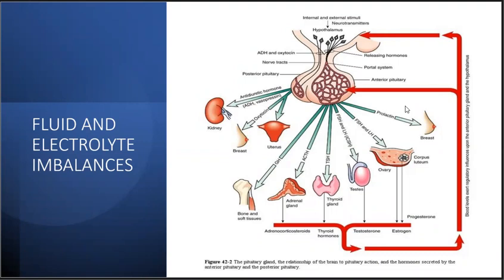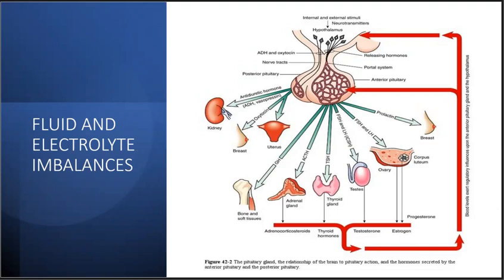Today, we'll be looking at fluid and electrolyte imbalances. This is a condition where the levels of fluid and electrolytes in the body can become either too high or too low. We're going to be covering ADH disorders, adrenal disorders, calcium imbalances, fluid volume deficits and overload, magnesium imbalances, potassium imbalances, and also sodium imbalances.